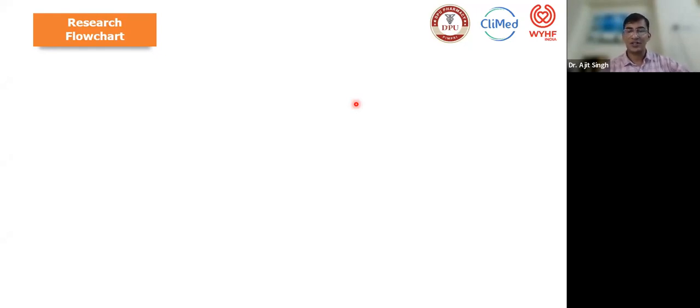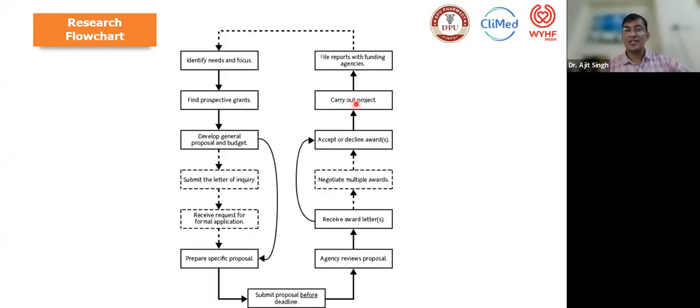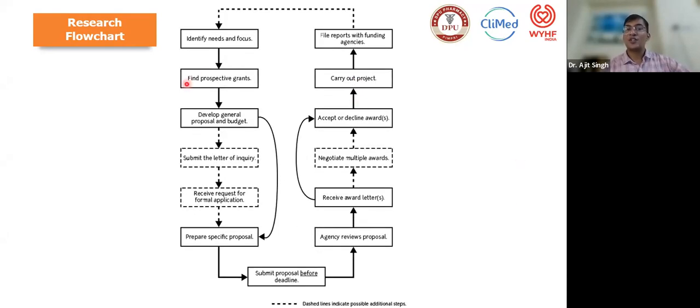Then we'll go to the research question answer sessions. So this is the research flowchart. First of all, identify the needs and focus on that. Then find the prospective grants, feasible grants, time, matching. Then matching your criteria, meeting your criteria, everything I told you, how to select a grant.